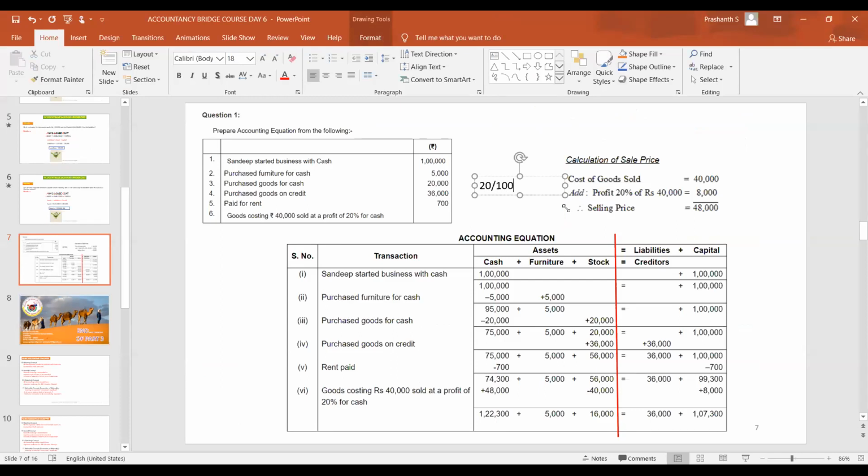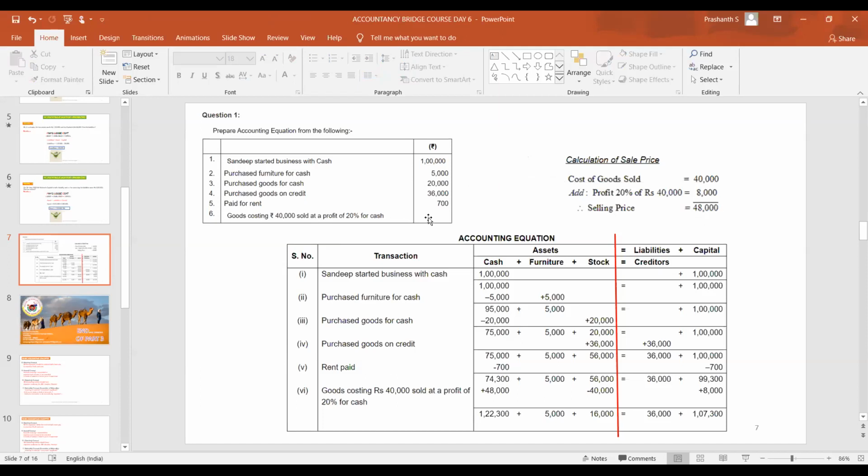Always remember, percentage. 20% means while doing the calculation, you have to write it as 20 divided by 100. 20 divided by 100 into 40,000. Two zeros cancel here and two zeros get cancelled there. So how much is remaining? That means 4 into 2 is 8. Then 3 zeros. That's how we will get 8,000 rupees. Clear? Then the selling price is 48,000 total.